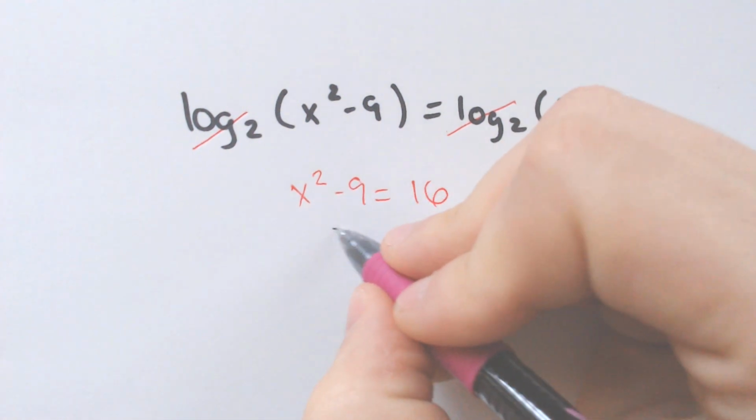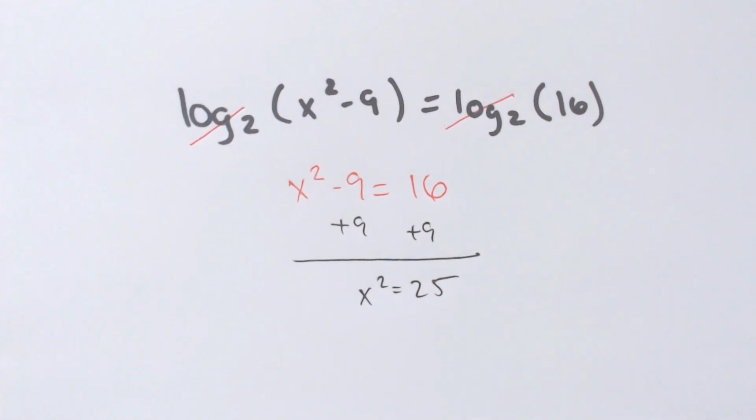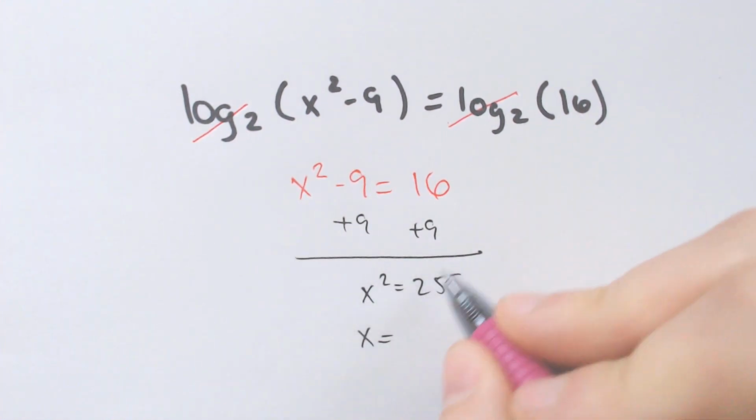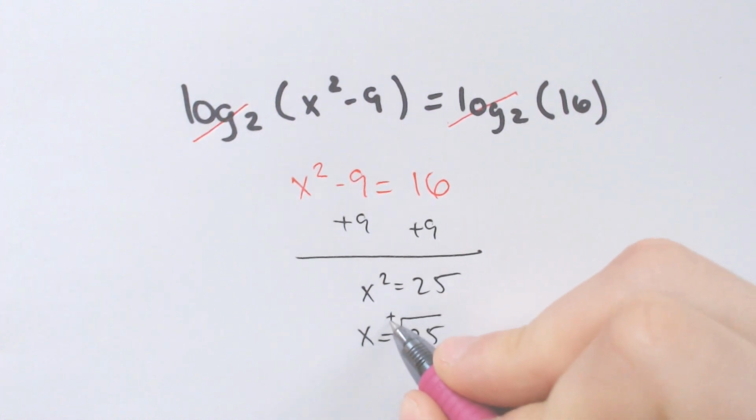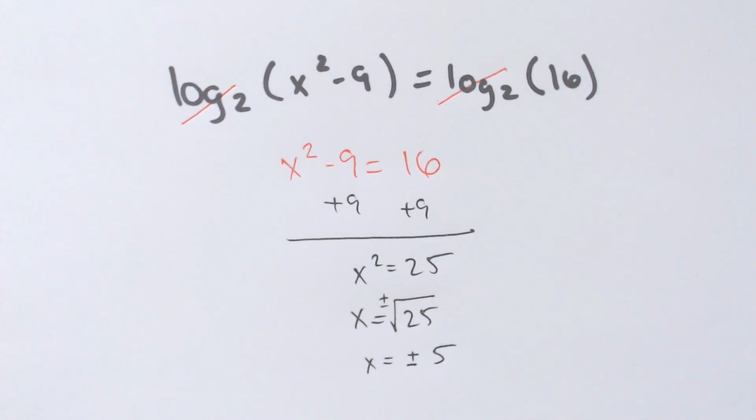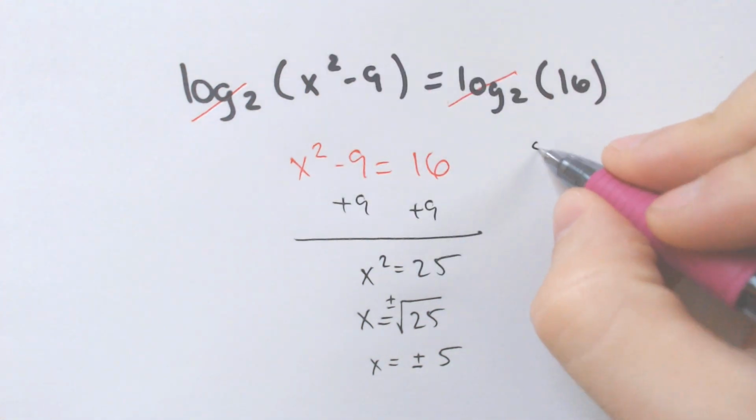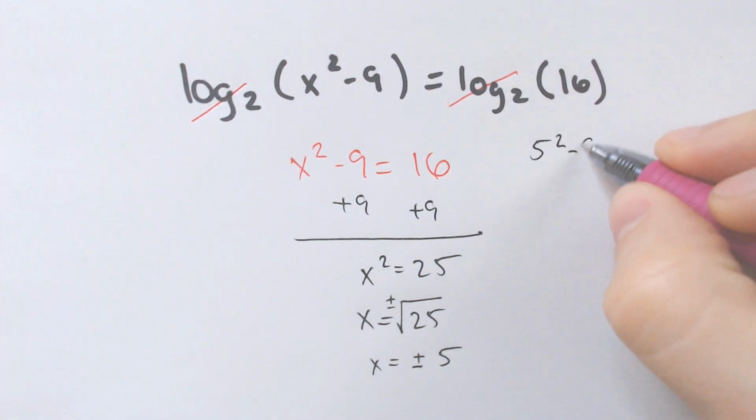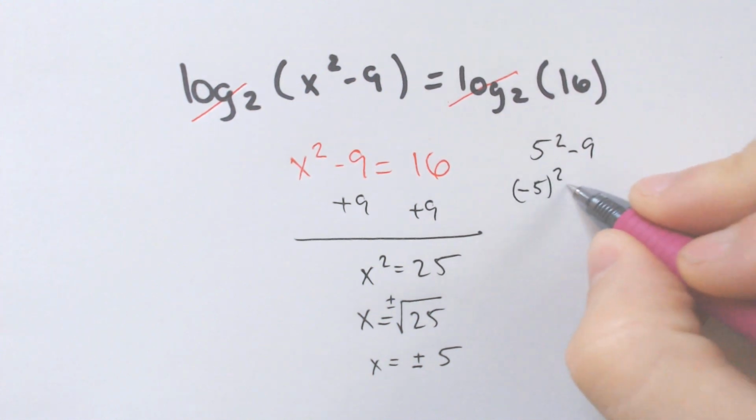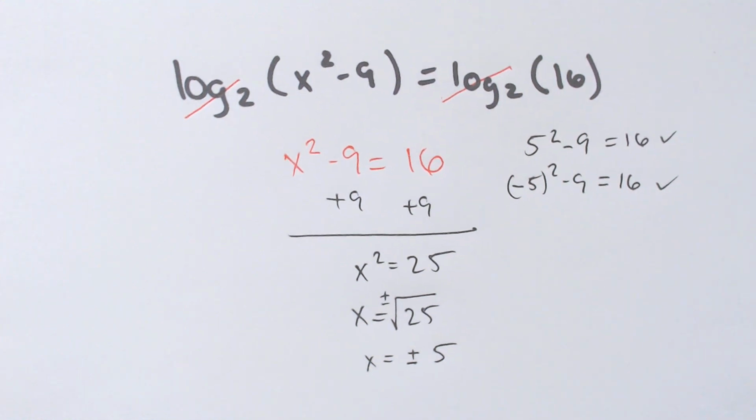From here, you would add 9, x squared would equal 25, which means when we square root, because you got to square root to get rid of it, don't forget your plus or minus, x would equal a positive and a negative 5. Check both the positive and the negative 5 for x to make sure you're not logging a negative number or 0. And in both cases, 5 squared minus 9 or negative 5 squared minus 9, both of those equal regular 16, so they both work, which is surprising because sometimes the negative ones don't work.